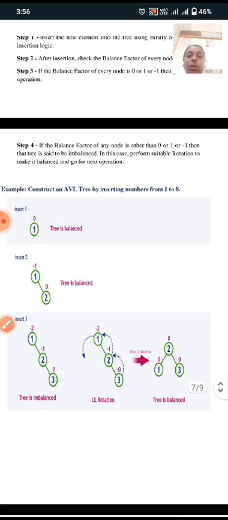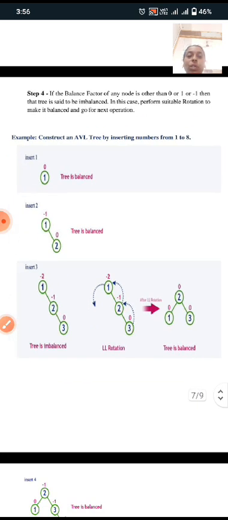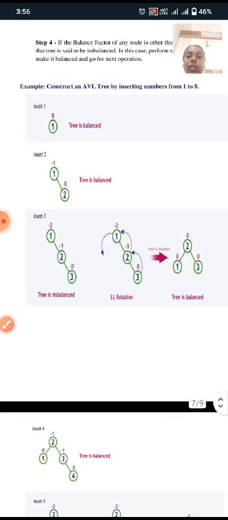This is an example of constructing an AVL tree by inserting numbers from 1 to 8. We start with the tree initially empty. First, 1 is inserted. After inserting 1, check the balancing factor: 0. Next, the second value 2 is inserted. The 2 is compared to the root value. It is greater than the root value, so 2 is inserted on the right side.